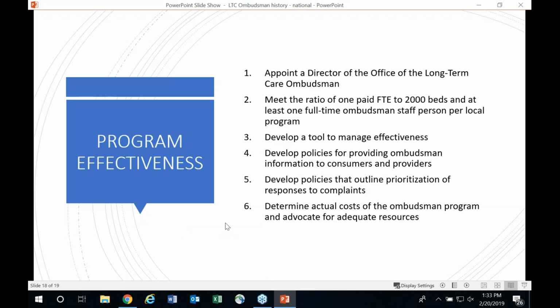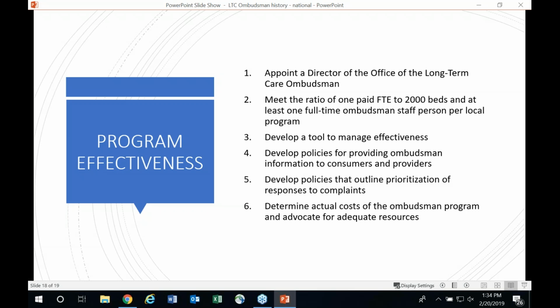Program effectiveness is always something that is really important to address. And again, the 2003 retreat recommended appointment of a director of the Office of the Long-Term Care Ombudsman at the federal level with the Administration for Community Living now, and to still once again meet that ratio of one paid FTE, or full-time equivalent, to 2,000 beds and at least one full-time ombudsman staff person per local program. They recommended that a tool be developed to manage each individual program's effectiveness, and I think maybe we're going to be talking a little bit more about that.